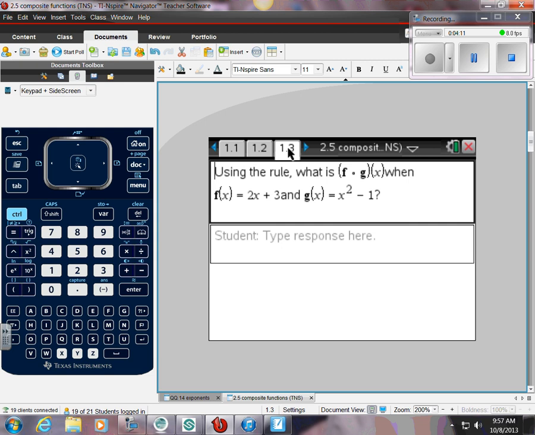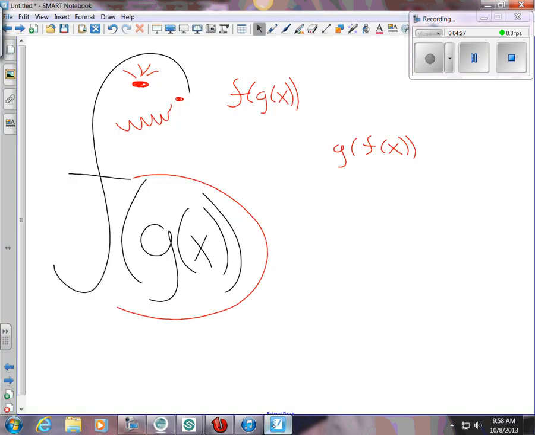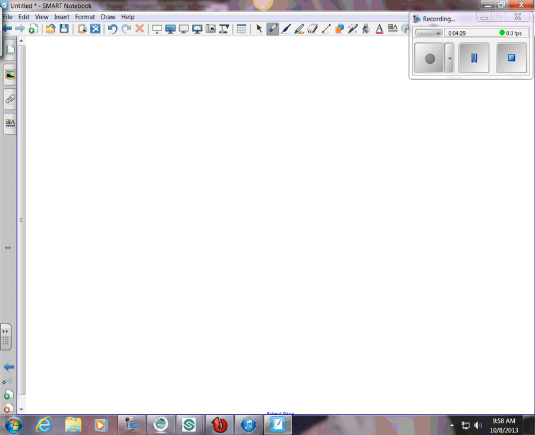So we have f of x equals 2x plus 3, and we have g of x equals x squared minus 1. I want to find f of g of x. I want to find f of g of x. So I want you guys to tell me what is eating what.